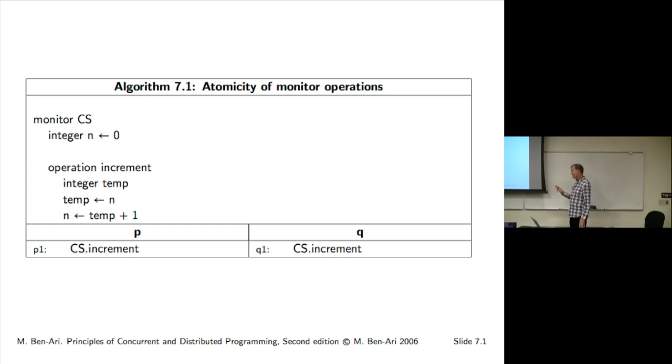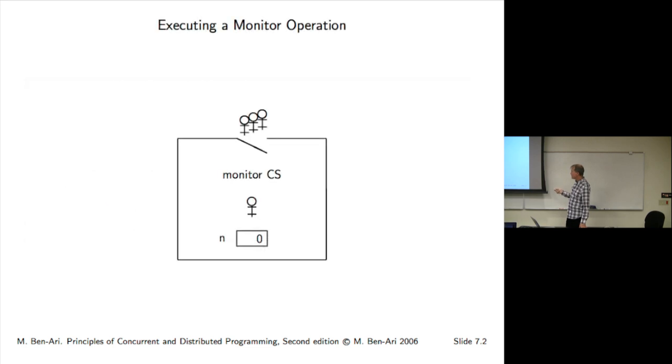Now, there are a lot of subtle characteristics when you look at how monitors are implemented, and we're going to go into more detail than our book does. We're going to take a look at a paper by Boer that analyzes monitors. This figure, executing a monitor operation, is one I'm pretty sure our author got from that paper by Boer, and it's supposed to represent pictorially executing a monitor operation.